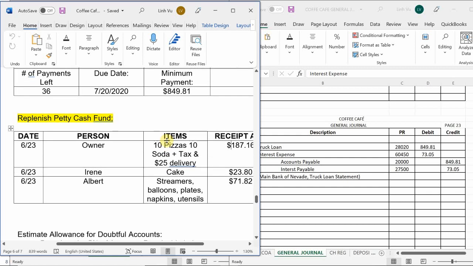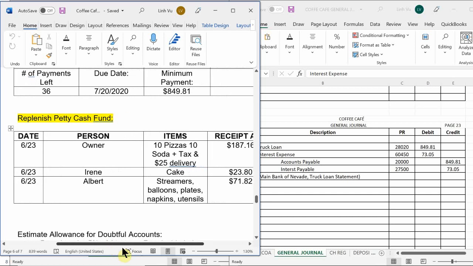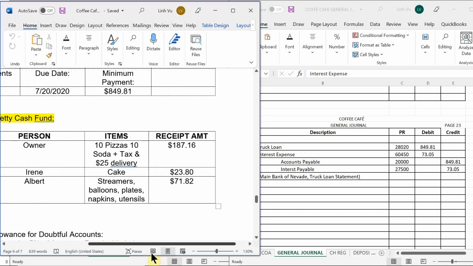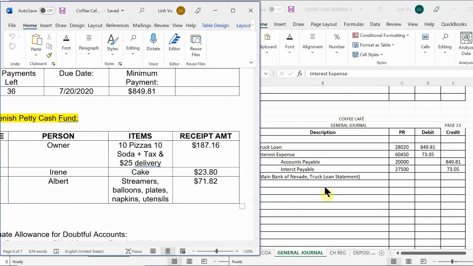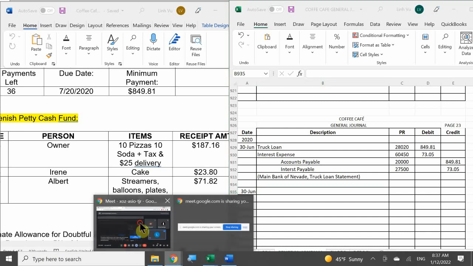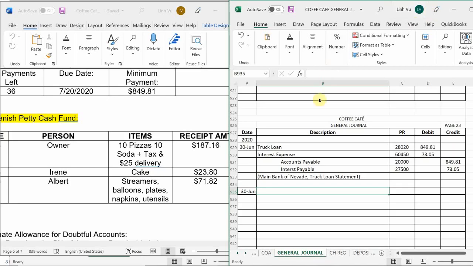Okay. So here's a little petty cash ledger. We have the dates here of what happened to the petty cash drawer. So we had the owner take some money out, Irene take some money out, and Albert. All right, and here's the reasoning why. Here's the receipt amount. So how do I replenish the petty cash drawer? Checking and petty cash.